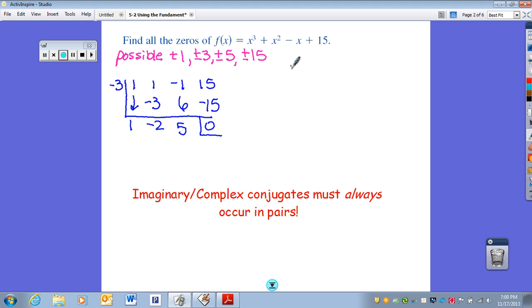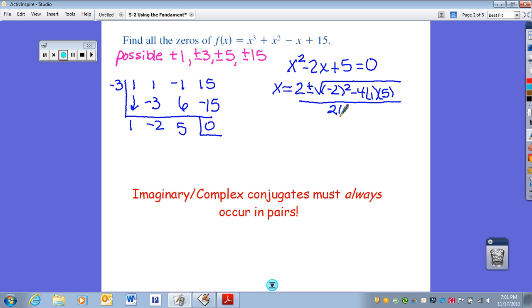So then we can rewrite that function as a quadratic. So we have x squared minus 2x plus 5 is equal to 0. And notice that there are not two values that I can multiply together that give me 5 that have a sum of -2. So we need to use the quadratic formula to finish solving. So x will equal the opposite of b, which is 2, plus or minus the square root of -2 squared minus 4 times a times c, all divided by 2 times a.